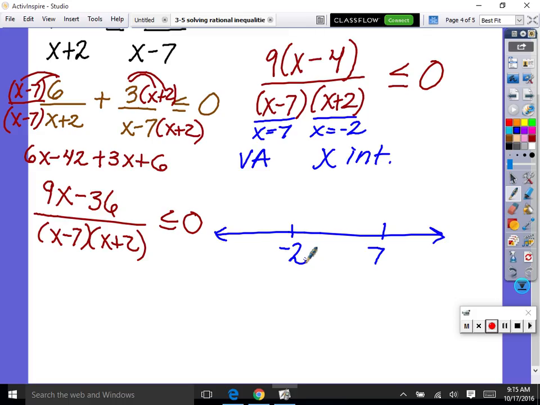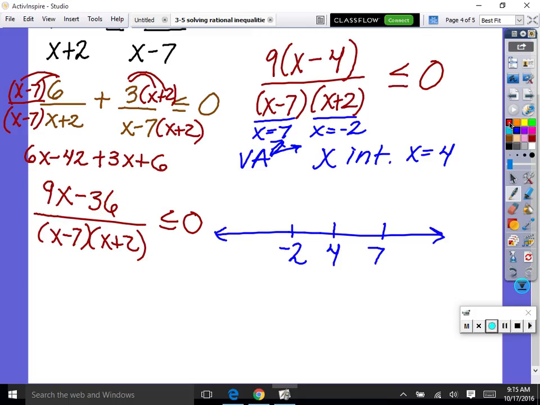Okay, let's find our x-intercept. Those are our vertical asymptotes. And then our x-intercept is when the top equals 0. Want it to be at 4. Everybody good with that? So our x-intercept was when x equals 4. Okay, those were our vertical asymptotes. Okay, now let's test all those intervals.